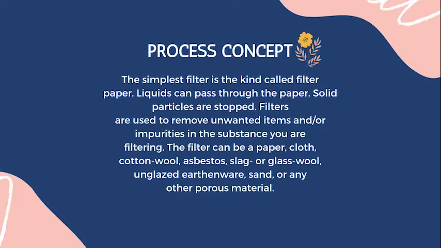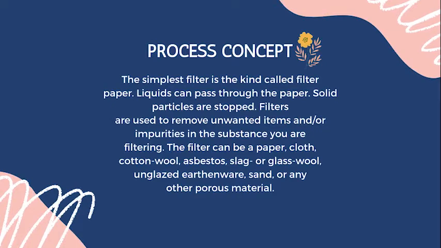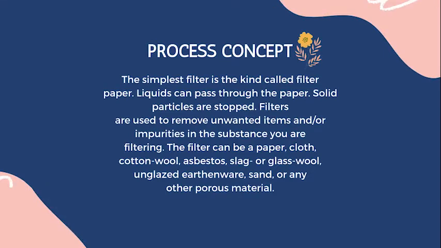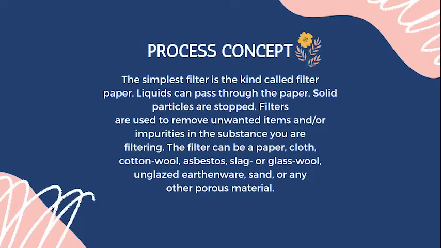Next, we are going to look at the process concept. The simplest filter is the kind called filter paper. Liquid can pass through the paper, solid particles are stopped. Filters are used to remove unwanted items and or impurities in the substance you are filtering. The filter can be paper, cloth, cotton wool, asbestos and so much more.